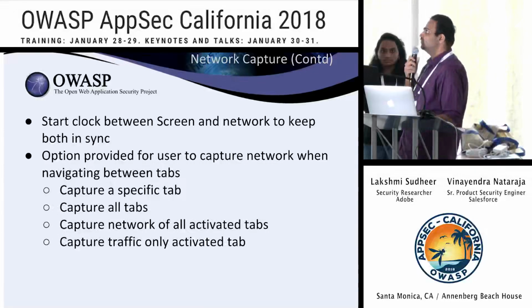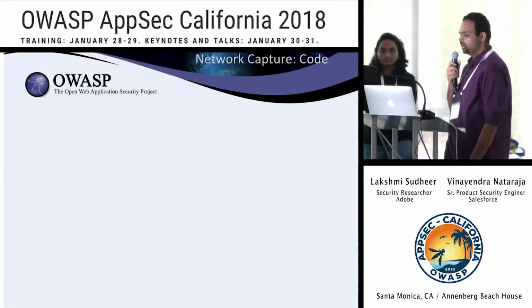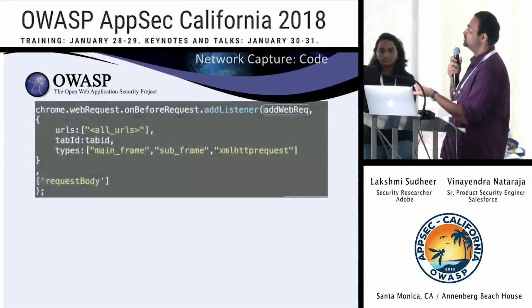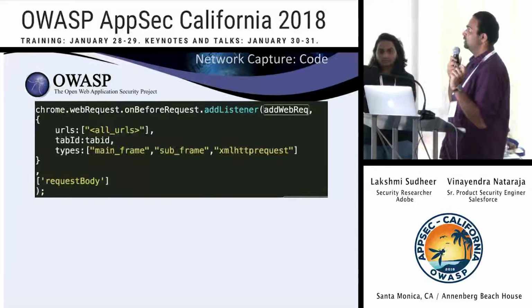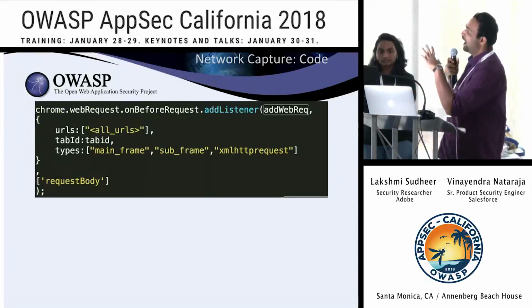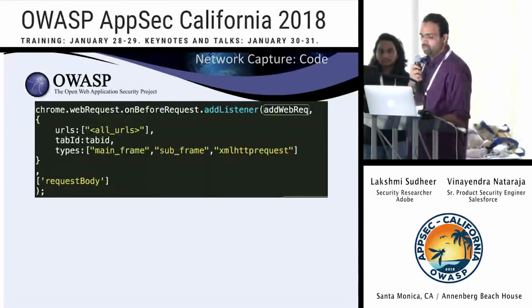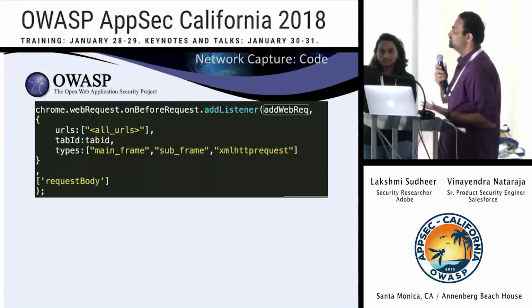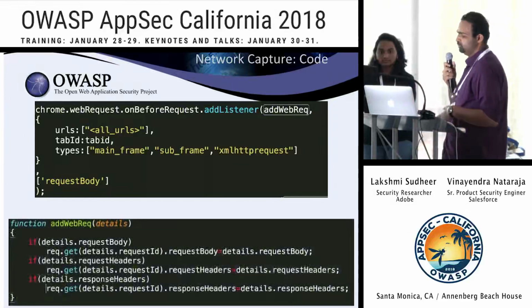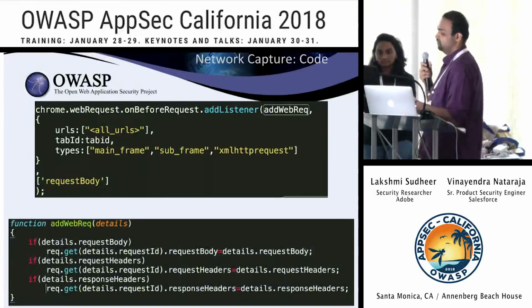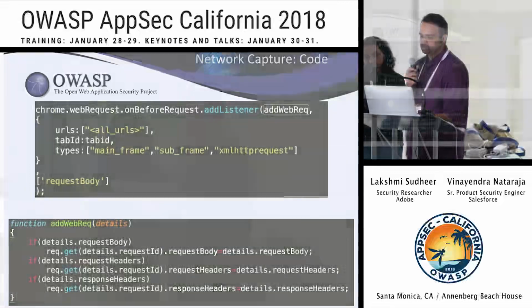So let's look at the code for network capture. The network capture is basically the Chrome web request API. It has a method called onBeforeRequest. We attach an event listener to it with a callback function and add a bunch of parameters to it. The callback function will have the details of the request, and we just log it in a JSON blob, which we then use for regenerating the network.